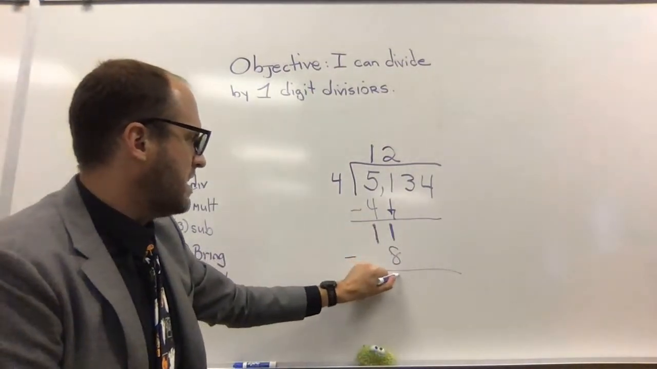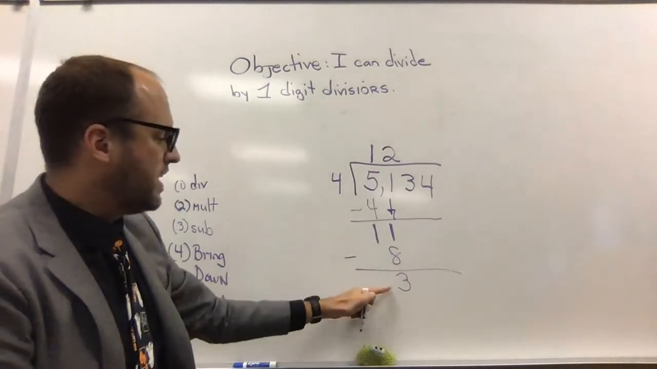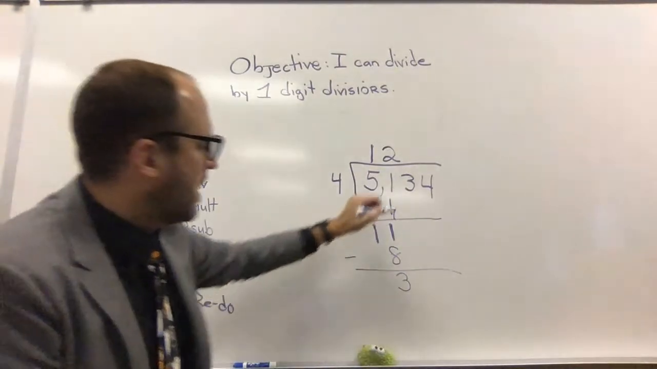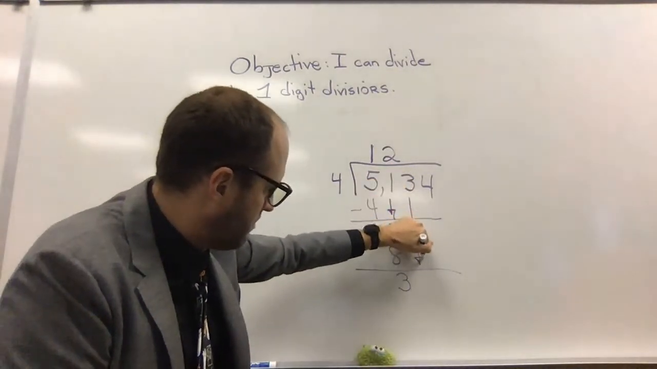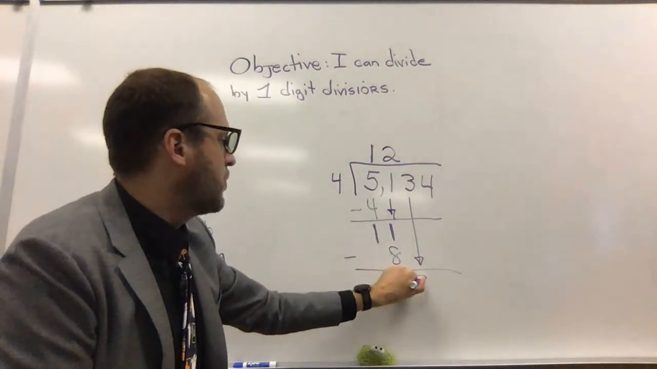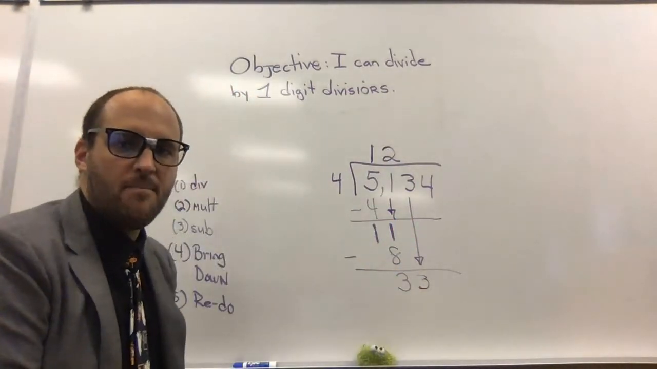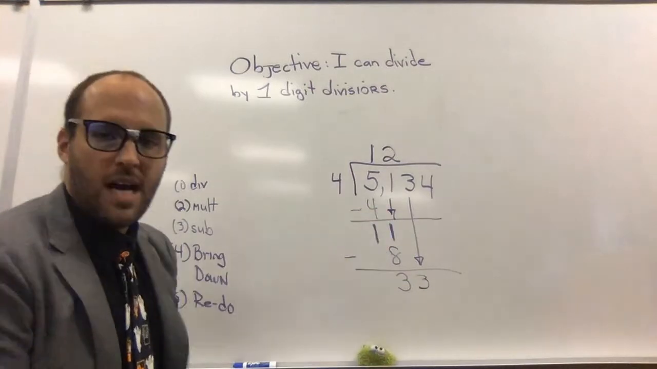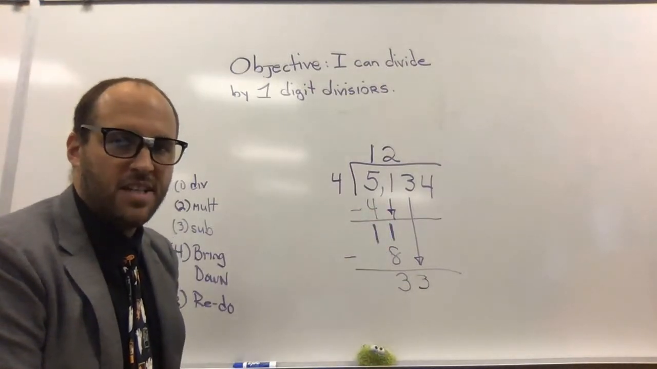11 minus 8 is 3. 3 is still smaller than 4, so I can bring my number down. And now I have 33. So notice my numbers get bigger the longer these problems get. I'm at 33 tens now.